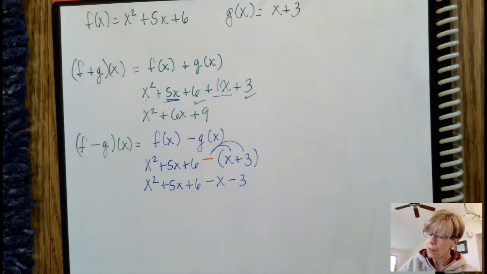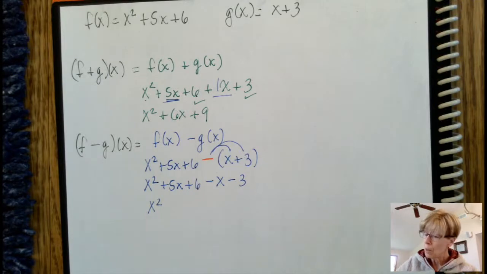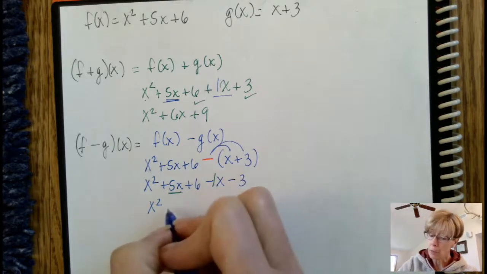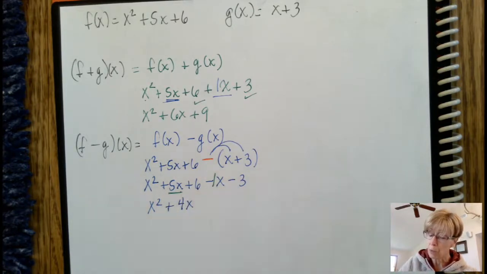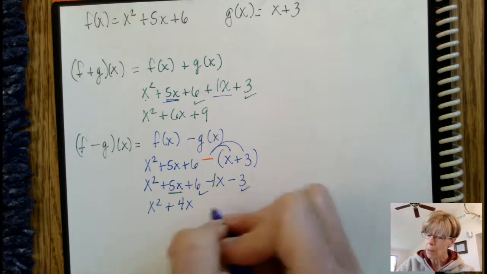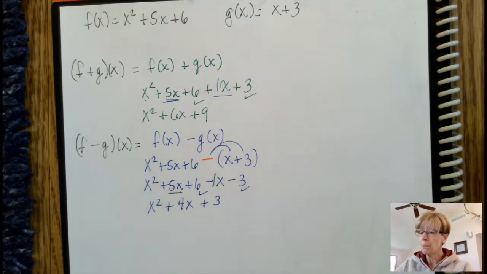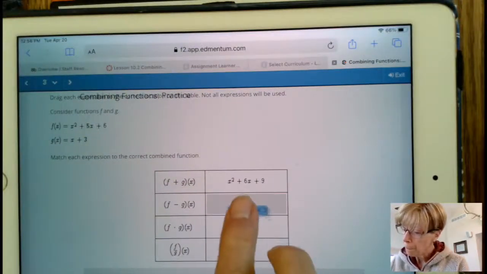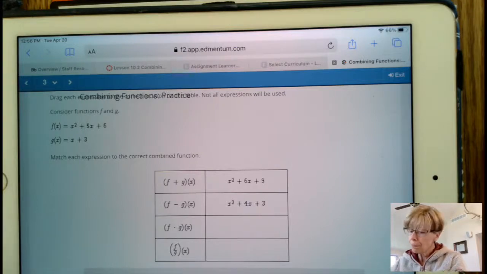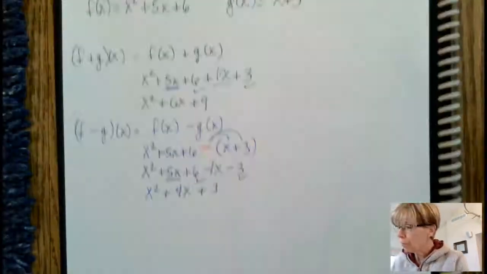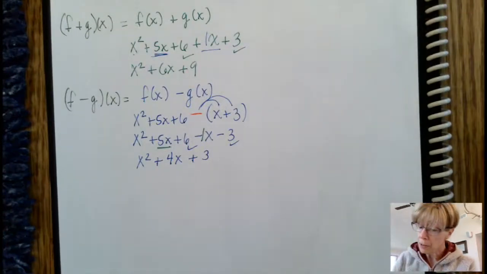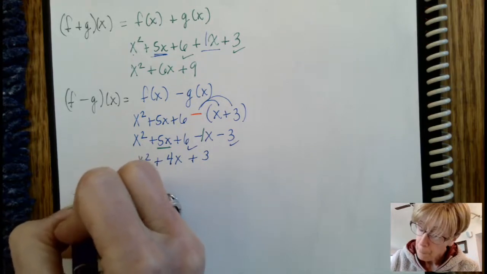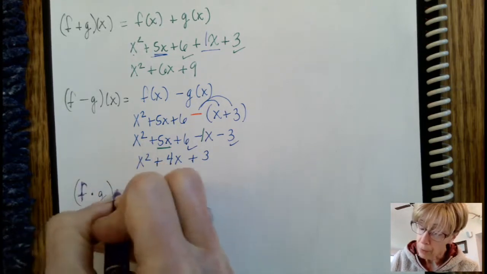And we go back and look for x squared plus 4x plus 3. Now the next one is f times g of x. That means simply that we're going to take function f and multiply it by function g. We're going to get x squared plus 5x plus 6, and we're going to multiply that by x plus 3. And when we multiply, let me set it as x here, and I'm going to distribute it.